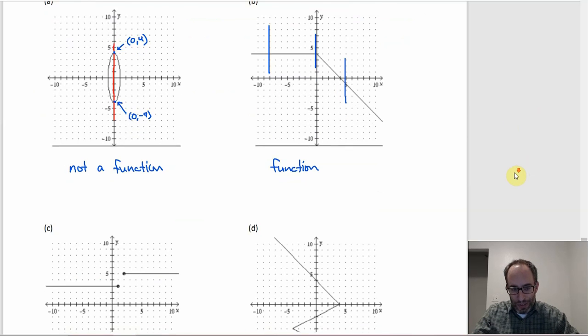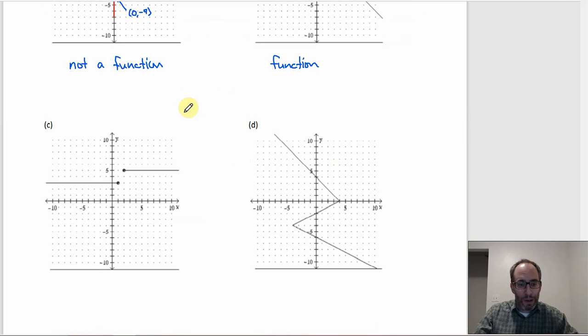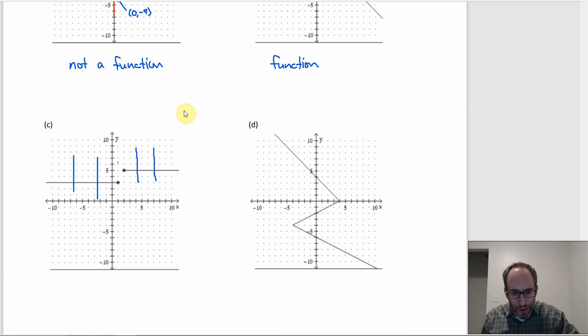So this one's going to be a function, because there's no way you can pick a vertical line that's going to intersect that twice. Then if we go down to where C and D are, C comes in 2 pieces, but those pieces don't overlap horizontally. The piece on the left goes up to where x equals 1, and the piece on the right starts where x equals 2. Because there's no overlap, any vertical line you pick out here is just going to intersect once, and any vertical line back here is just going to intersect once. Even right at those points, they just intersect once. So this is a function.